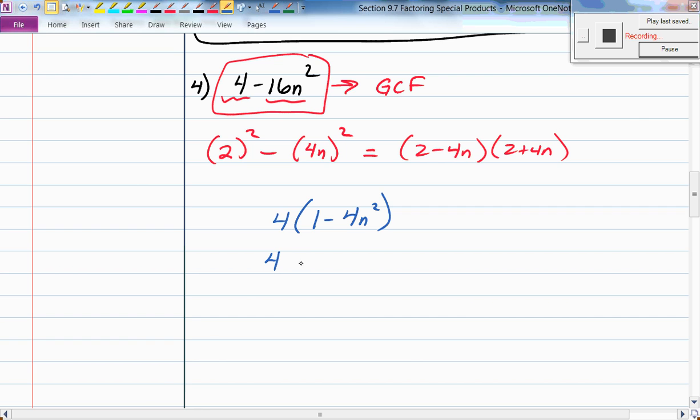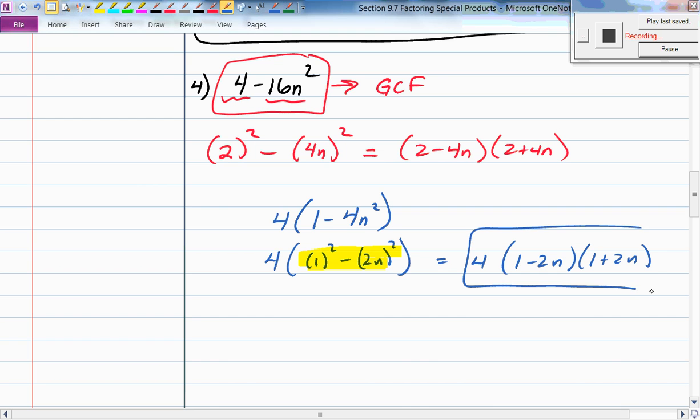So I'd have a 4, and then I would have 1 squared minus 2n squared. So it's the same problem inside here. That's the part that's the difference of 2 squares. So that would factor to 4 times 1 minus 2n times 1 plus 2n, and that's the final answer that we want. So don't forget to always factor out the greatest common factor, otherwise you're going to get a different answer than everybody else.